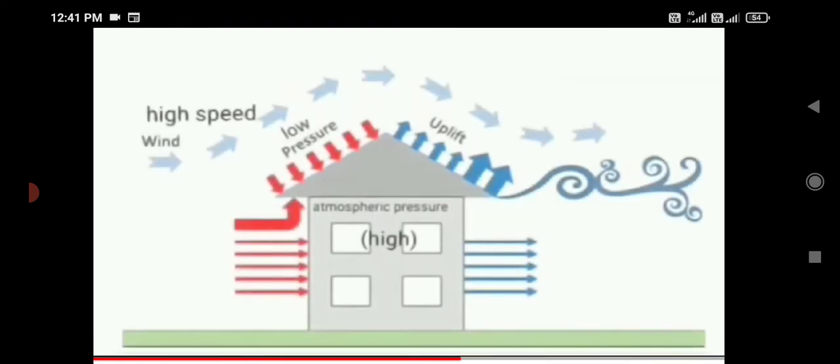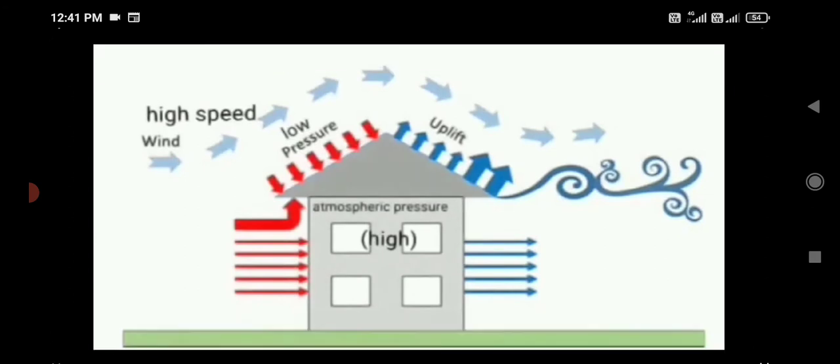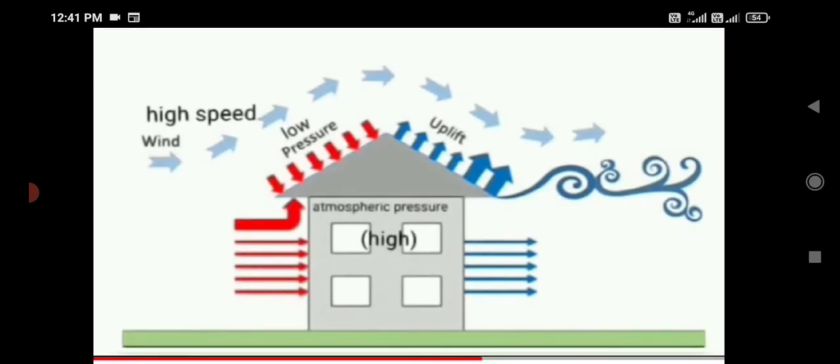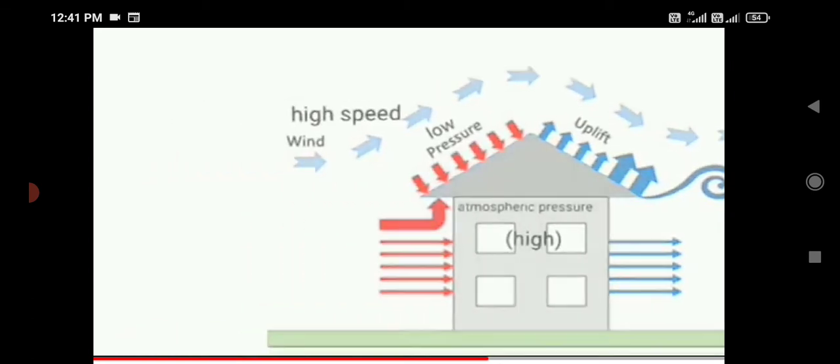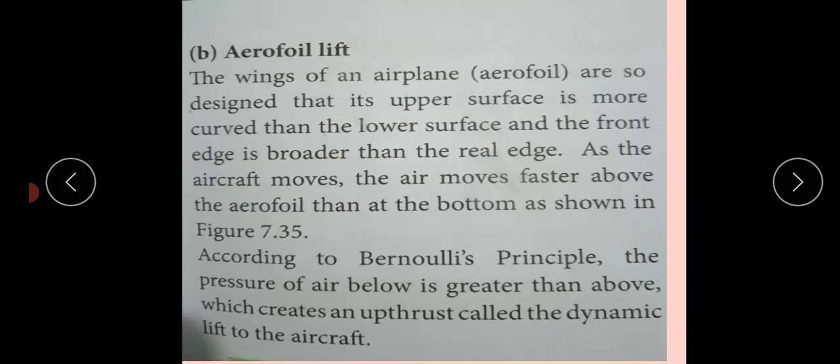Next application, the blowing of roofs at the time of a storm. In cyclonic conditions, the upper part of hut houses, only the roof, is blown off immediately without any damage to the building. At the time of cyclonic condition, in the blowing of the roof, the air is low pressure, high speed at the top of the roof.